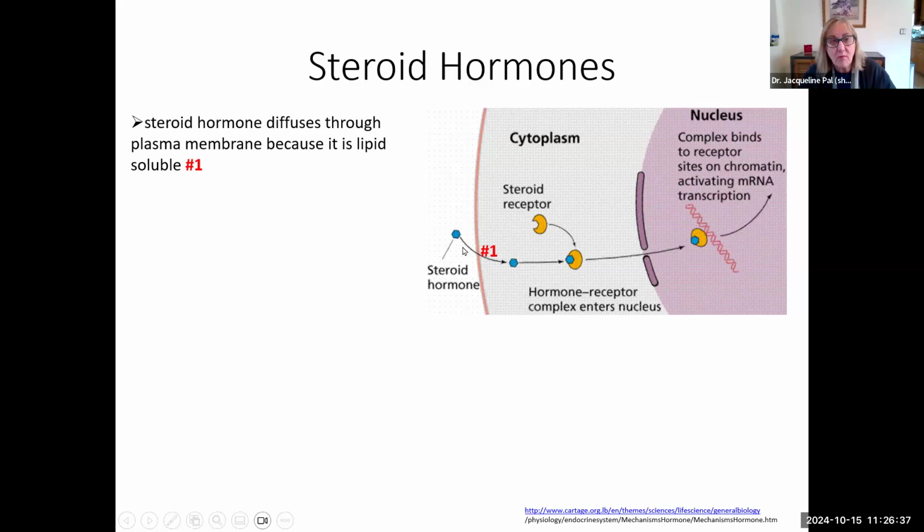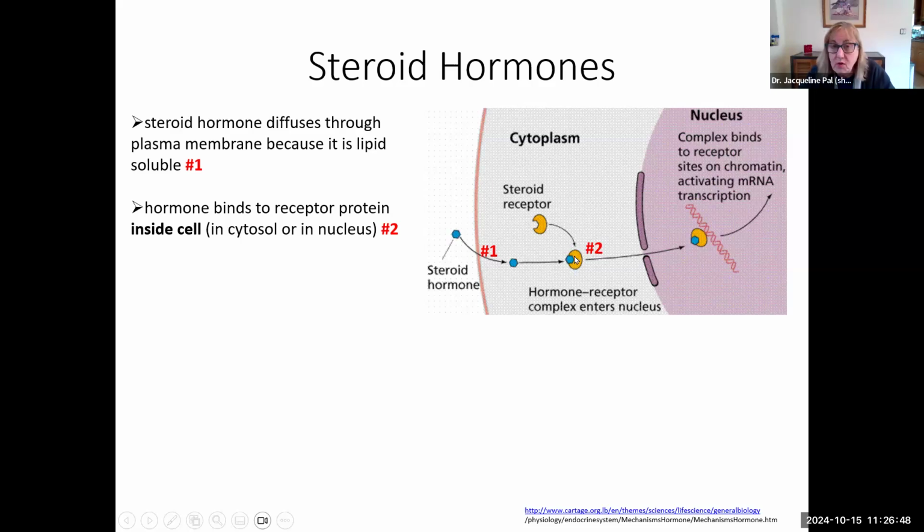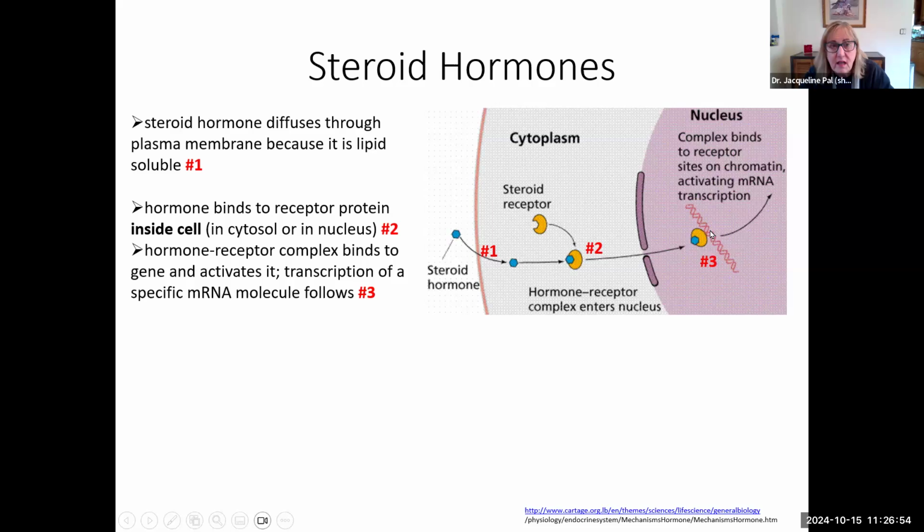Okay, so the steroid hormone diffuses through the plasma membrane because it's lipid soluble, and then it's going to bind to its receptor protein, causing a hormone receptor complex, which then is going to make its way inside to the nucleus, where it's going to bind to a specific gene on the DNA. And when it binds to that gene, it's going to activate the gene. What does that mean? We're going to have transcription. At the end of transcription, we're going to do our little editing and we're going to end up with messenger RNA.